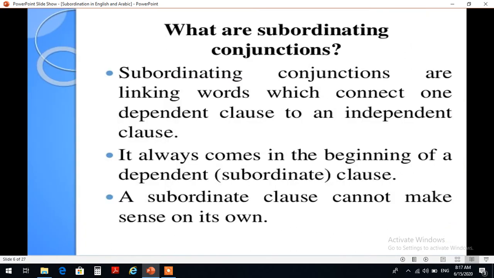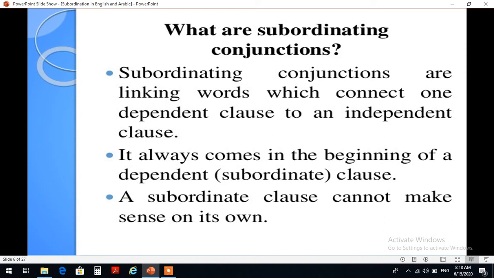What are subordinating conjunctions? Subordinating conjunctions are linking words which connect one dependent clause to an independent clause. إذا ما هي أدوات الربط في الجملة المعقدة؟ هي أدوات تربط بين العبارتين، إحداهما مستقلة كما قلنا قبل قليل، والعبارة الأخرى تكون تابعة لها، ودائما يكون موضع هذه الأدوات في بداية العبارة التابعة، وتلك العبارة لا يمكن أن يكون لها معنى كامل لوحدها. So, the subordinating conjunction always comes in the beginning of a dependent or subordinate clause. دائما يكون موقع أداة الربط في الجملة المعقدة في بداية العبارة الفعلية التابعة.